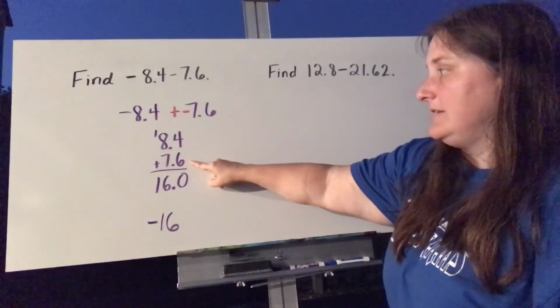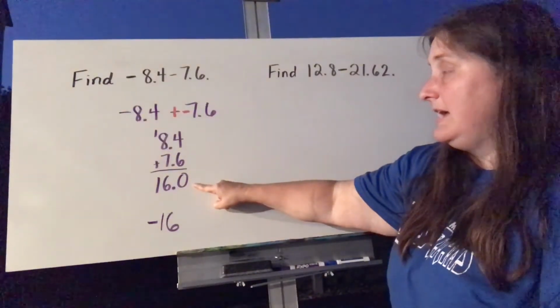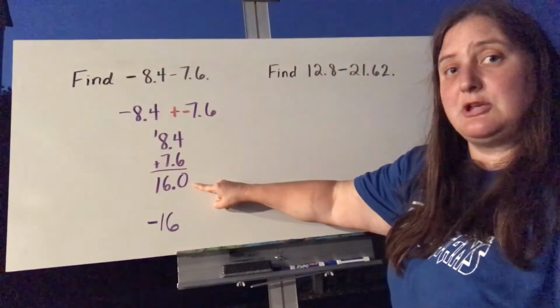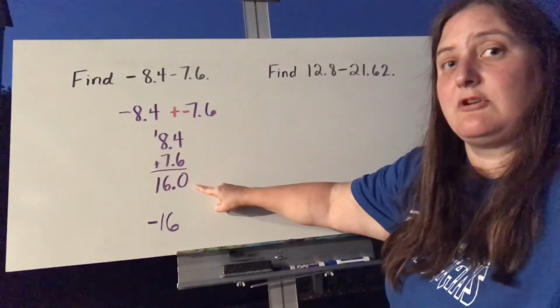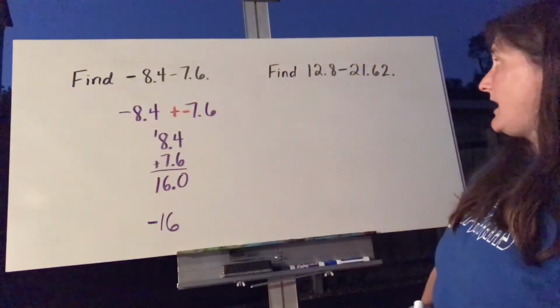So 8 and 4/10 and 7 and 6/10 gave me a total of 16.0, or just 16. And since they were both negative, I'm going to use that common sign with my answer, and my final answer will be negative 16. Let's try one together.